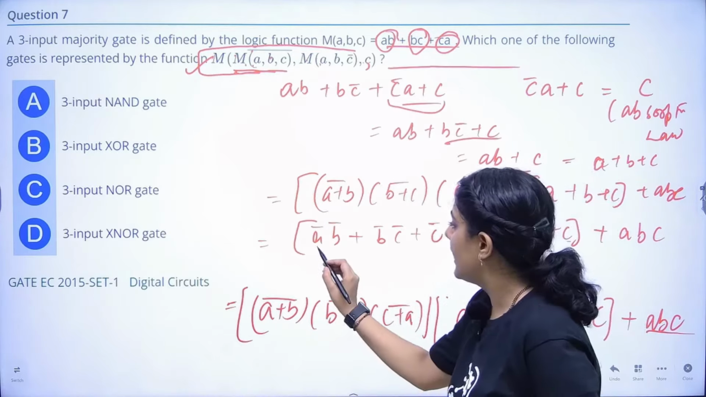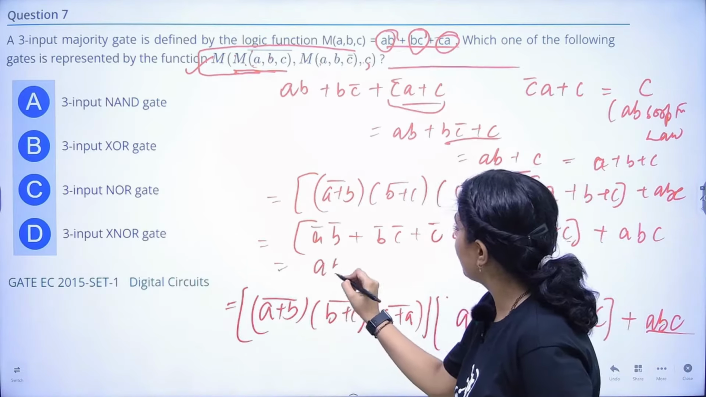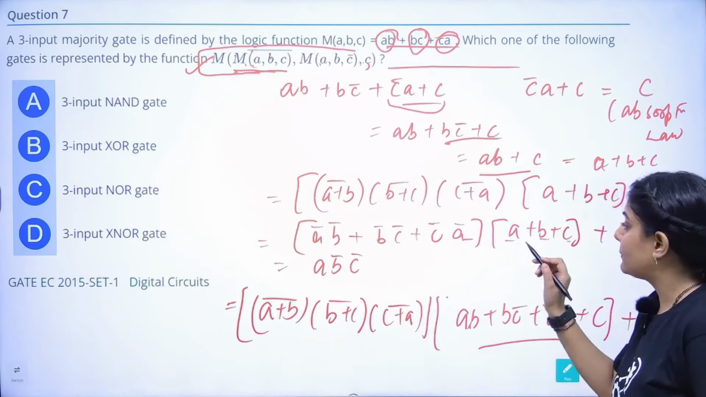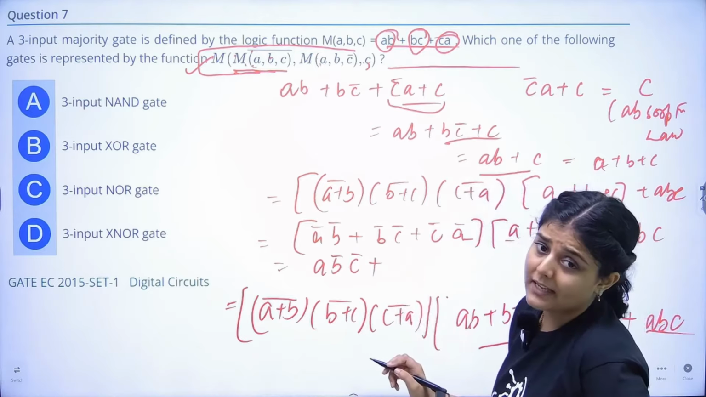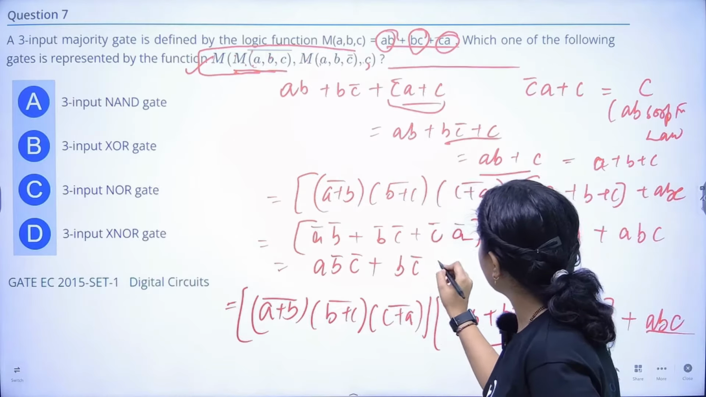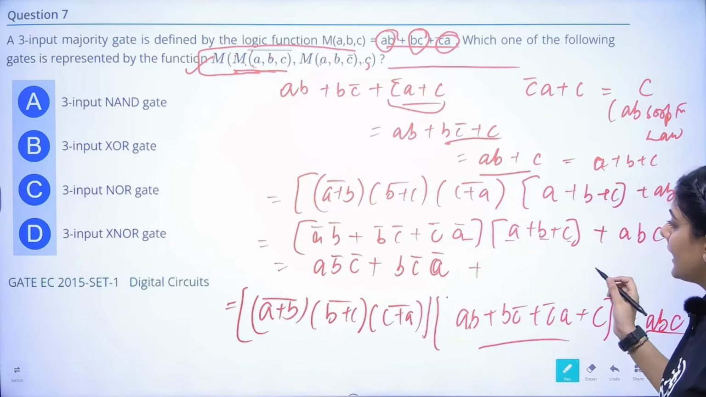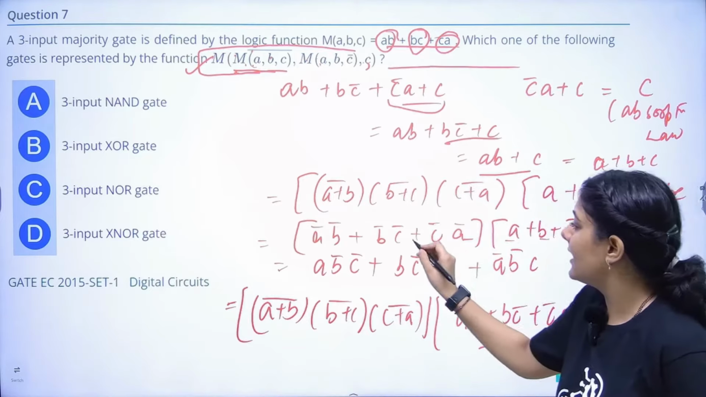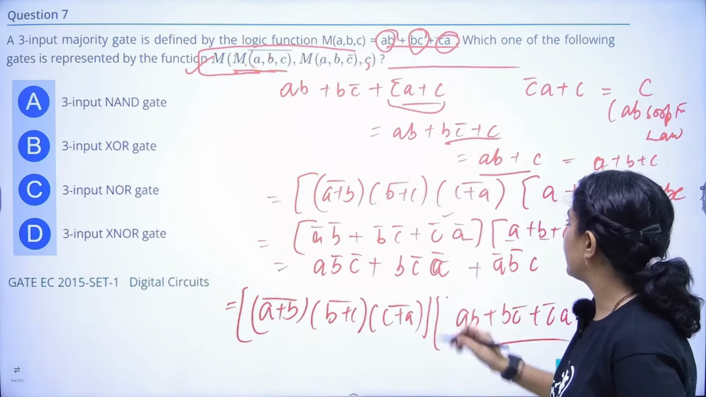So multiplying A with A bar, B bar will give you 0. Multiplying A with this will give you A, B bar, C bar. Again multiplying A with this will give you 0. Now multiplying B with this will give you 0. Multiplying B with second term will again give you 0, because B into B bar will be 0. Now multiplying this with the third term will be A bar, B, C bar. Lastly, multiplying C with this will give you A bar, B bar, C. And multiplying C with this will give you 0, because this is C into C bar, and multiplying this with this again will give you 0.